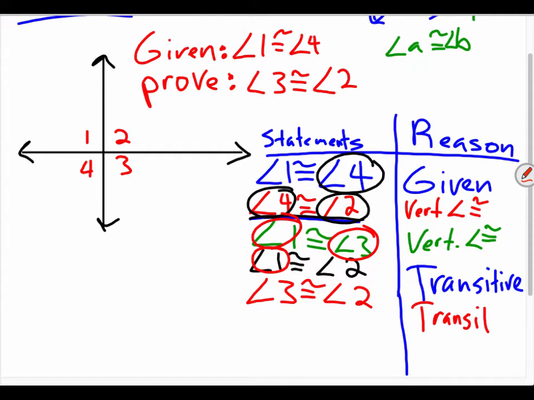Now your textbook did the transitive first and then did the vertical angle thing. I just did the vertical angle first. I wasn't paying attention to the notes. Okay? Either way is correct.